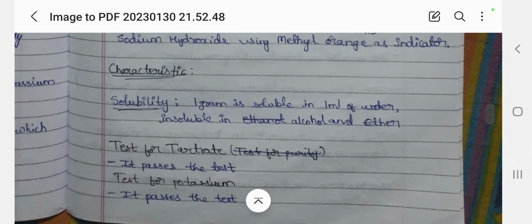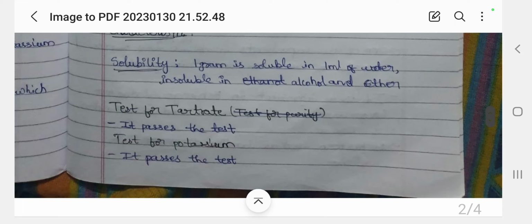Then the next characteristic, solubility: 1 gram is soluble in 1 ml of water, insoluble in alcohol and ether. Next, test for tartrate: it passes the test, and test for potassium: it passes the test.